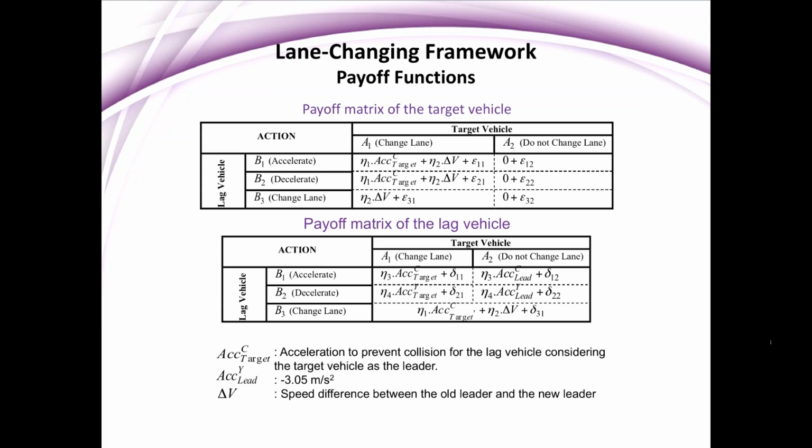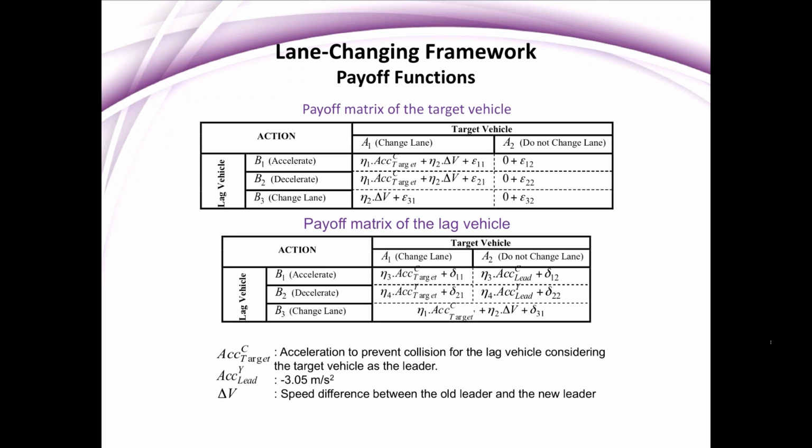If the lag vehicle decides to decelerate, we assume that the target vehicle will have the same concern. And the third case would be the case that lag vehicle decides to change lane. If the lag vehicle decides to change lane, it means that there's not going to be any conflict at all, and the only parameter in the payoff function would be the change in the speed gain for the target vehicle. So the target vehicle payoff function is simple.